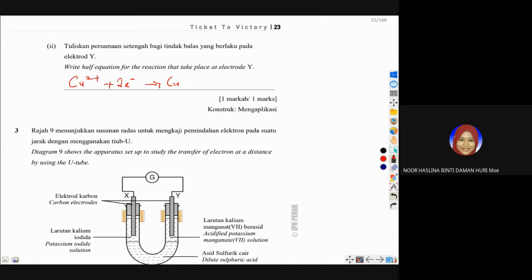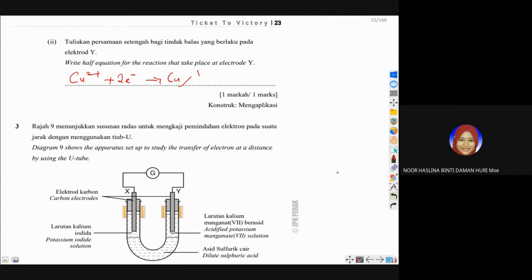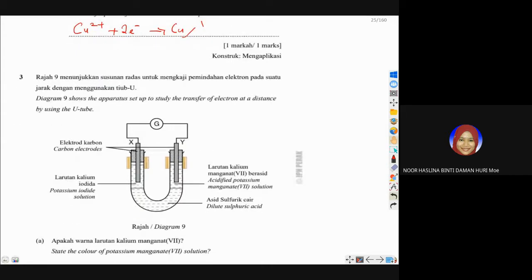Cathode pendek, nak jadi tinggi, kena receive electron. So, siapa nak receive electron mesti from the ion. Copper ion receive electron become the copper atom. Okay, so this is the another mark. Dapat 1 markah only. Okay, soalan senang 1 markah sahaja. Okay, this question number 3. Okay, ada lagi 10 minit.